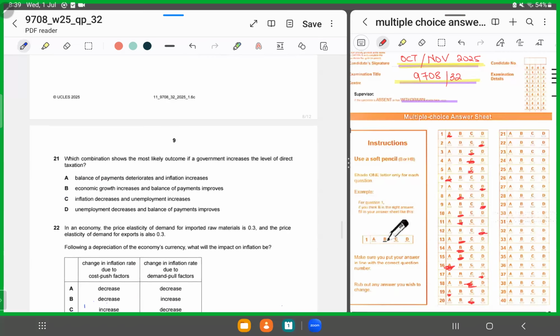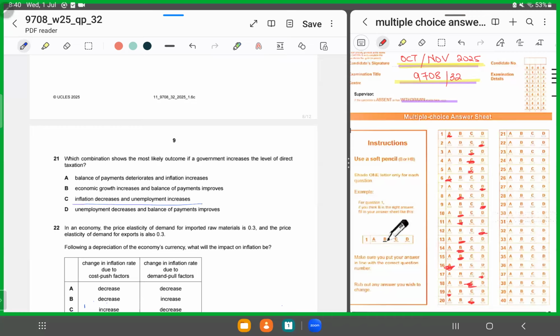Number 21. 21 says which combination shows the most likely outcome if a government increases the level of direct taxation. So now, if the government is penalizing profits or income levels, what's going to happen? Direct taxes would reduce what? Disposable income. So disposable income will fall, consumer spending would fall, aggregate demand would fall, inflation would fall, firms would be producing less, unemployment would rise, right? So looking at that, what should be the answer? Inflation should fall and unemployment should increase.